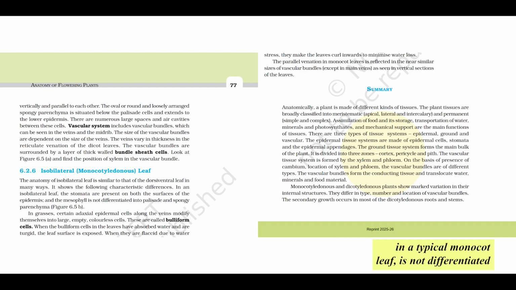The mesophyll in a typical monocot leaf is not differentiated into those distinct palisade and spongy parenchyma layers that we saw so clearly in dorsiventral leaves. Instead, it's generally a more uniform tissue throughout, composed of parenchyma cells containing chloroplasts, but without that clear layering. And third, a very specific and fascinating adaptation found predominantly in grasses, which are, of course, prime examples of monocots: the presence of bulliform cells.